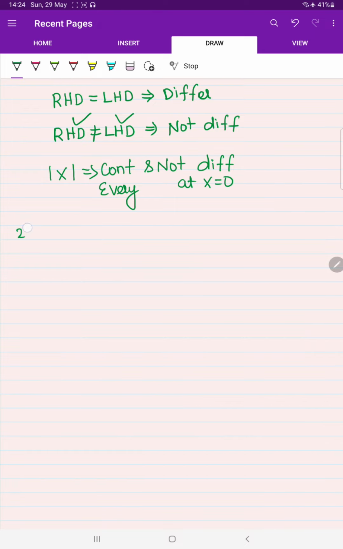Now let me bring the second question. You can take this question as the homework question and try to bring the answer. The question is f of x equal to mod of x plus 1. Is it differentiable or not? That is my question. You can take your own time and use your mastermind, try to bring the answer.